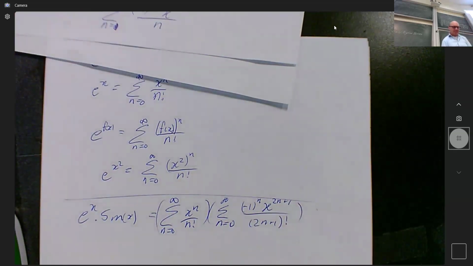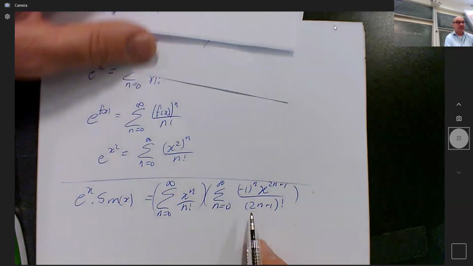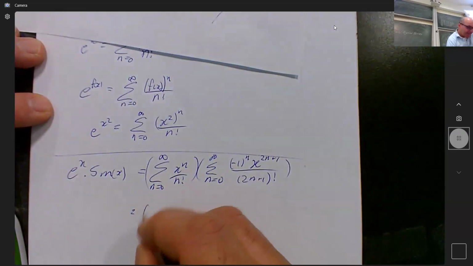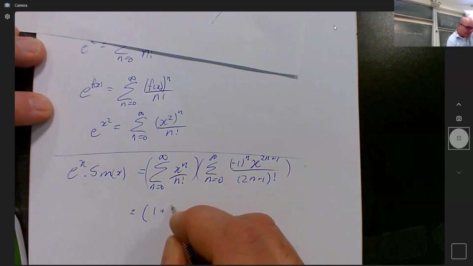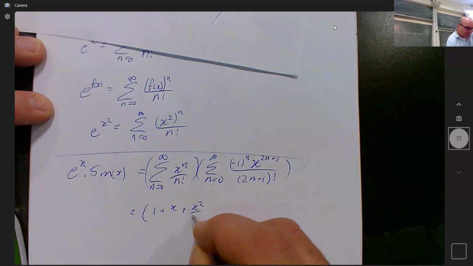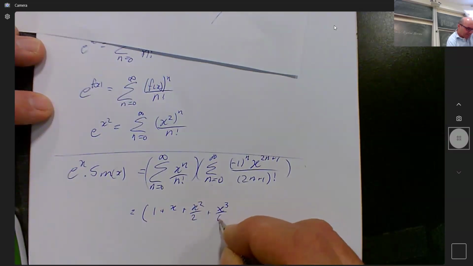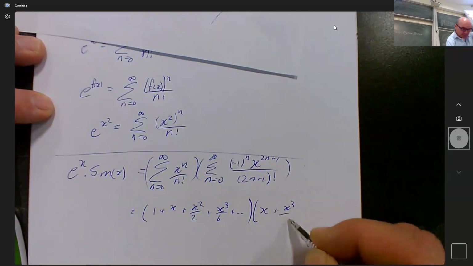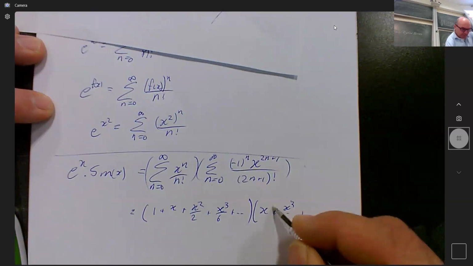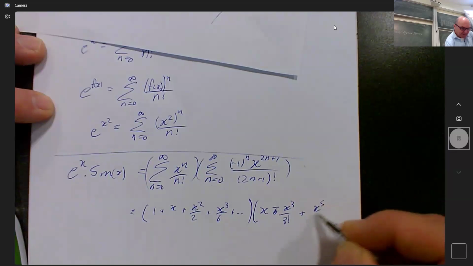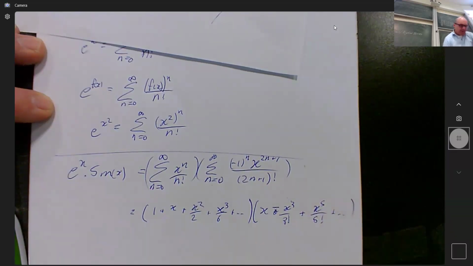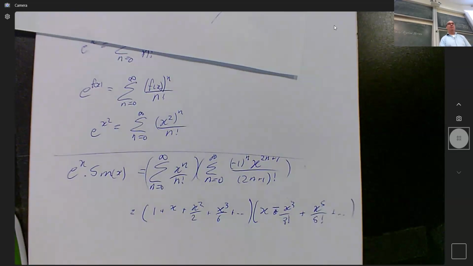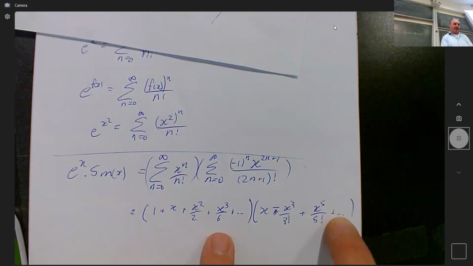All right. The reason we don't tend to do that, you can, but you don't, is this is going to be something like 1 plus x squared on 2 plus x cubed on 6 plus dot dot dot. And this one is going to be like x minus x cubed on 3 factorial plus x to the 5 on 5 factorial and so on. So you can see I could actually do this. This would suck, because you're going to get that, but then that times by x, and then that times by x squared on 2, and so on and so forth.